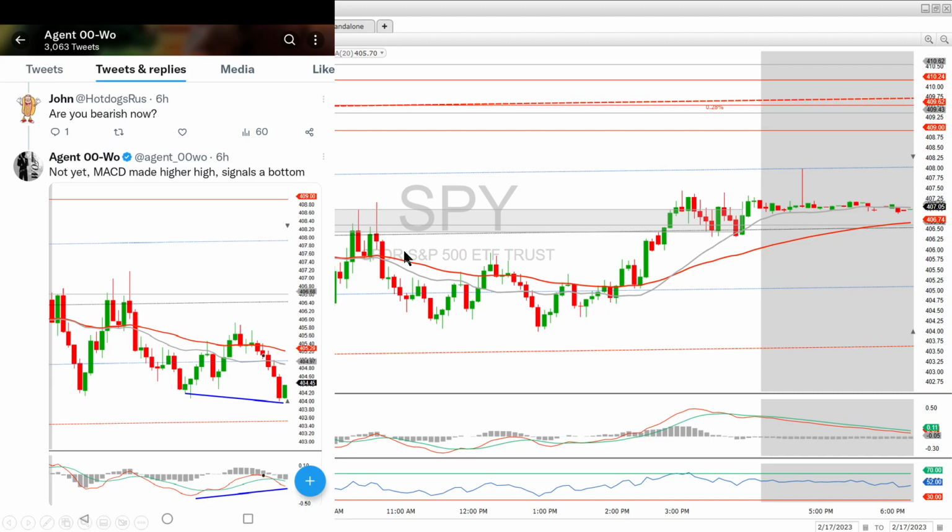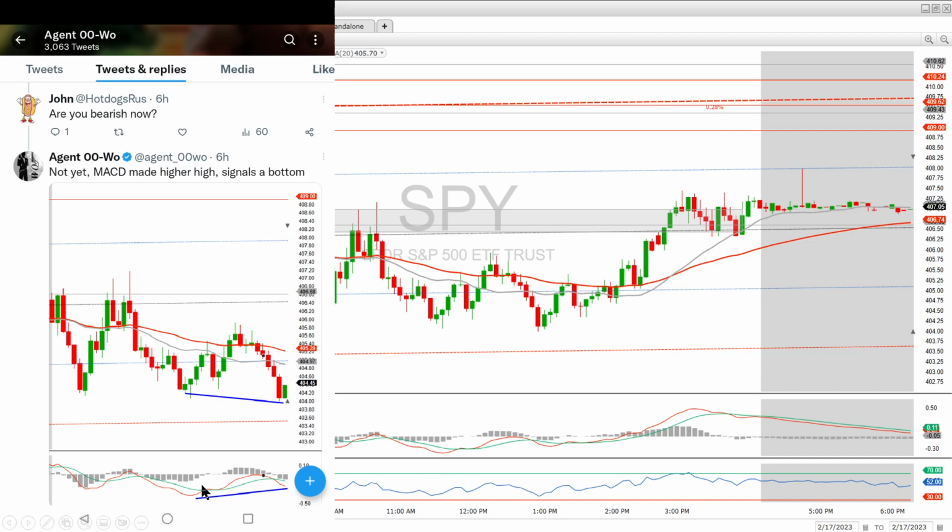I showed this slide yesterday. Somebody on Twitter said, "Are you bearish now?" Yesterday, intraday, and I said, "Not yet." MACD made a higher, should have been higher low. Sorry, that's a typo. Yep, higher low signals a bottom right here. See that? Here's the MACD. Because I'm showing you this example, I'm like, why are we looking at intraday for SPY? Because I'm about to show you for the dollar and the VIX what that looks like.